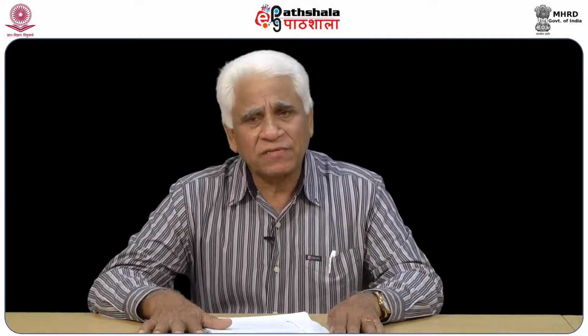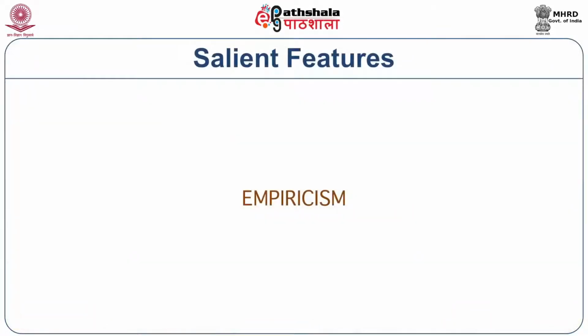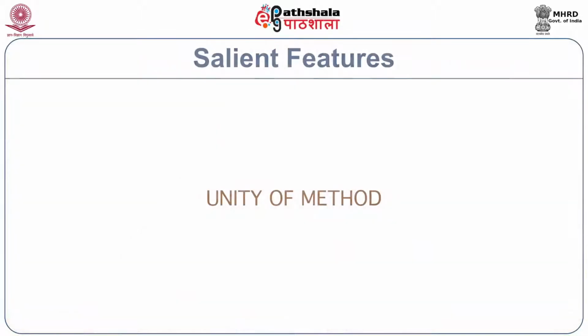One more basic aspect of this approach is empiricism. One of the offshoots of the behavioral science revolution is the argument that there is a unity of method between social sciences and natural sciences. Here the phrase unity of method means there is one method for both the subjects, whether it is chemistry, botany, zoology, or public administration, political science, anthropology, sociology, etc. The methods of study are the same.